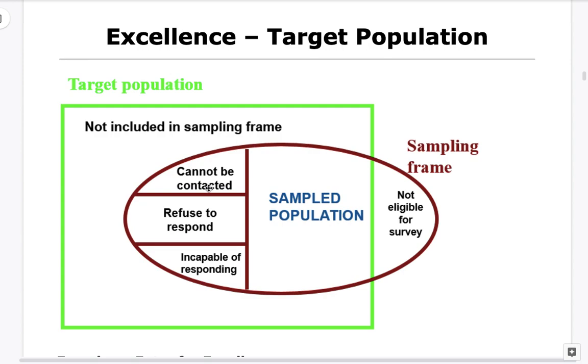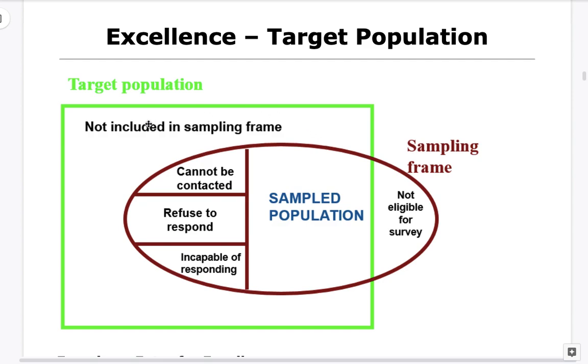Let's have a look at something at excellence level. So looking at our target population, the green box here is our target population. They're the people we want to know about. Now within that we have our sampling frame, and that's this brown oval. Those are the people that we can actually get a list of.